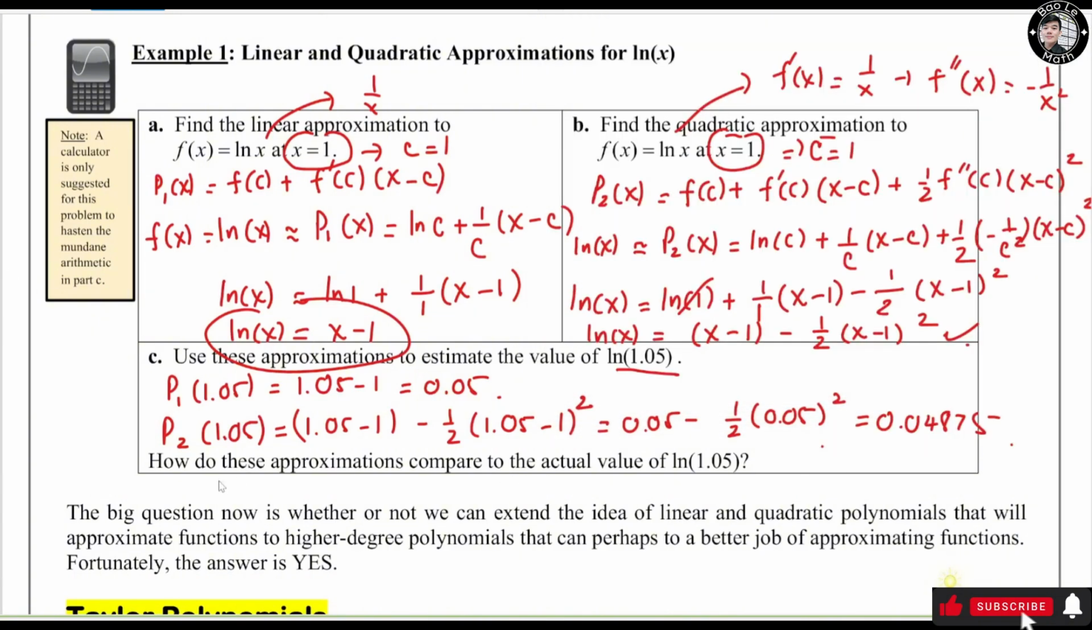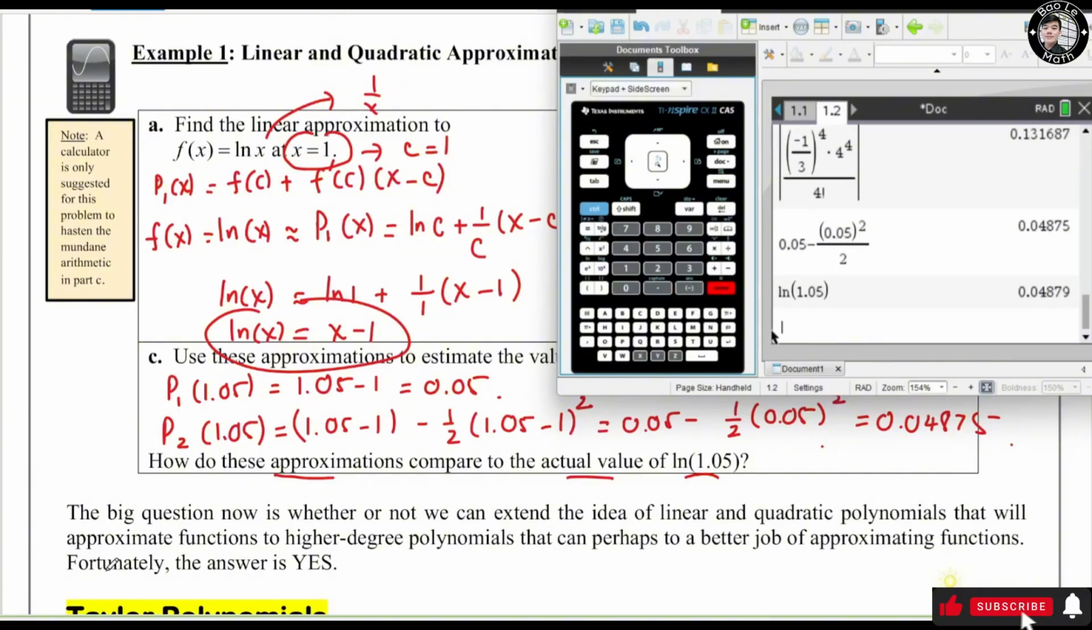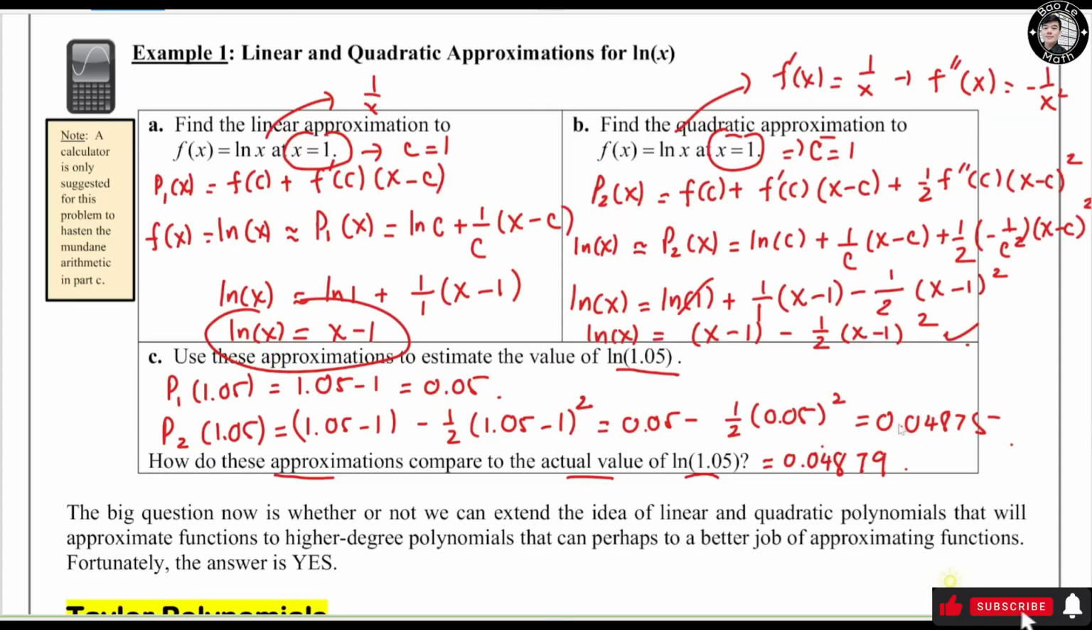Now the next question: how do these approximations compare to the actual value of this one? Alright, so we're going to pull up the calculator to find the actual value. Press Control E to the S right here, put 1.05, press Control Enter. It's going to be 0.04879, and you see that P2 gives you the answer that's closer to the actual value.